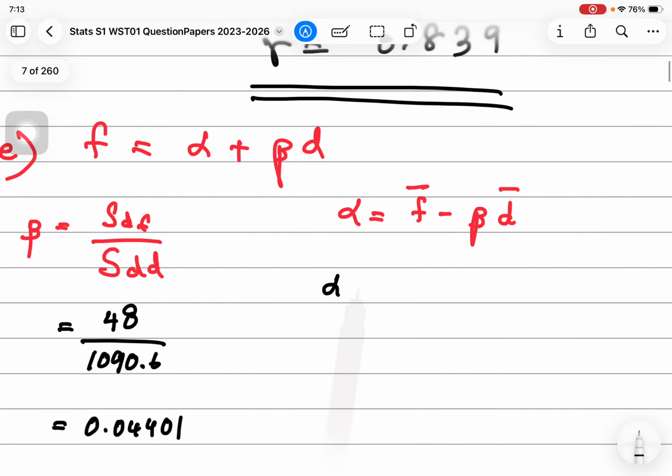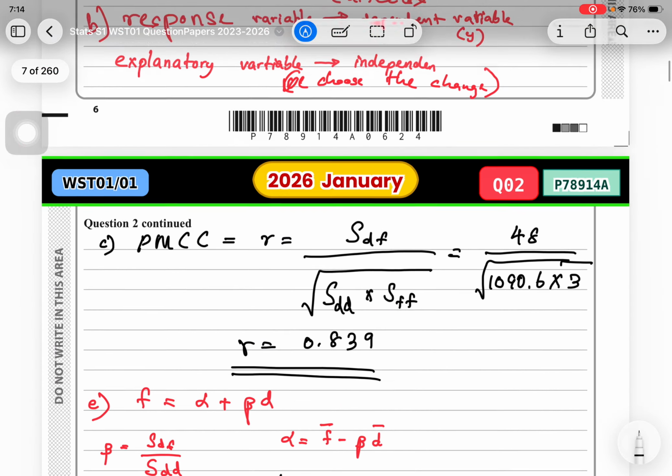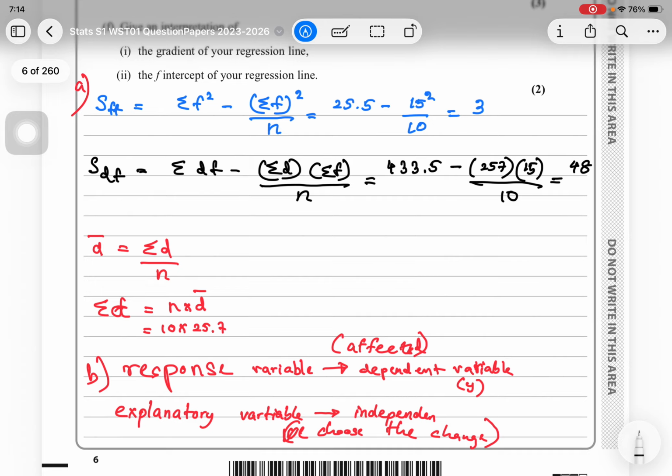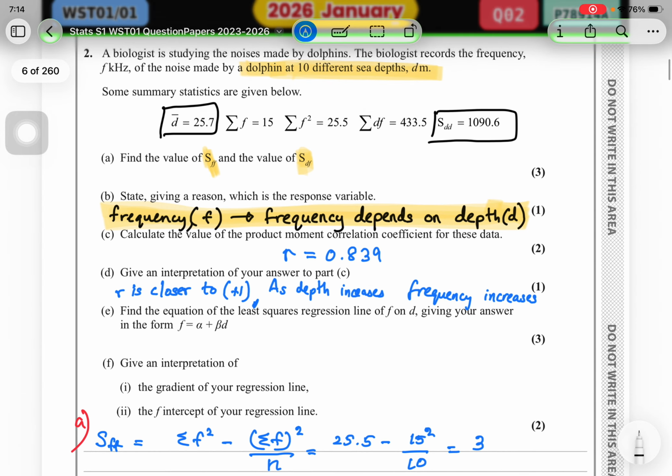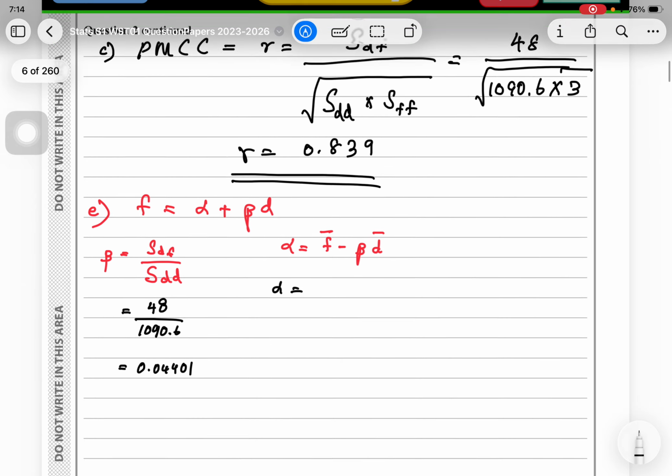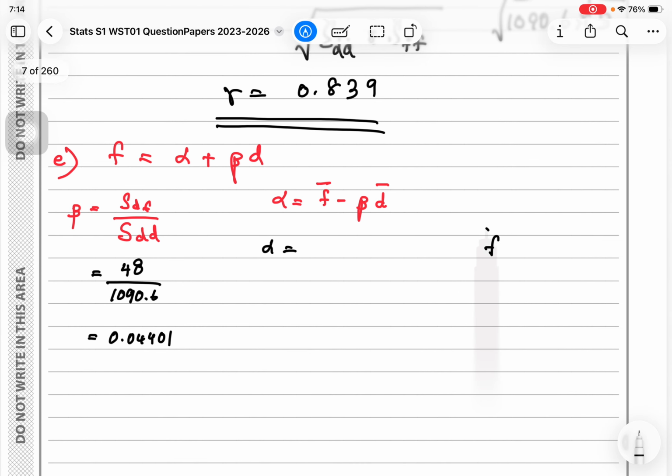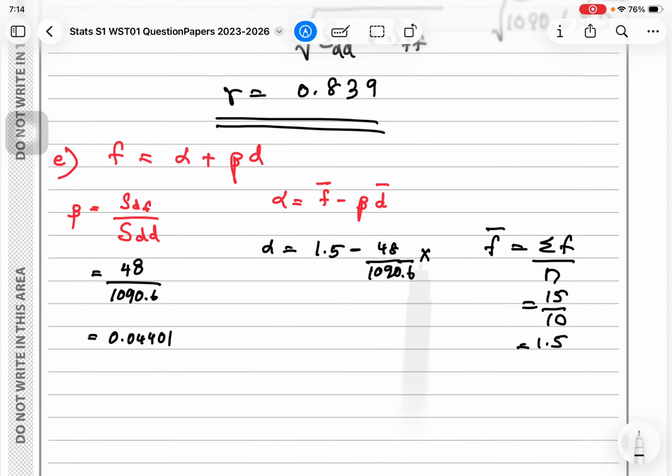For alpha, the F bar was not given, but the same way we did it for D bar, even though it's not given, we have sigma F. So F bar would be sigma F divided by n, which is 15 divided by 10, which is 1.5. So it's 1.5 minus, here you can put the decimal answer or you can even put the fraction as well. I'll keep the fraction for more accuracy, times D bar, which was 25.7.